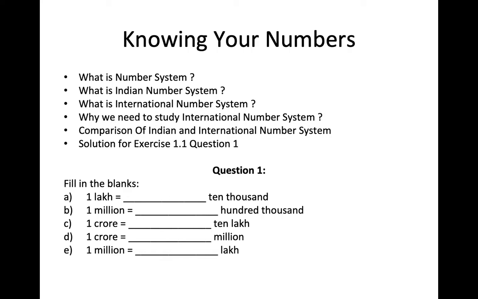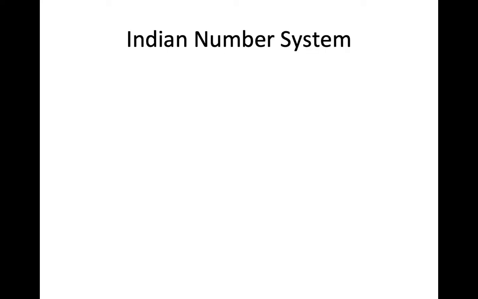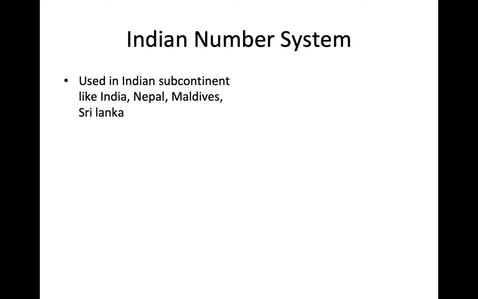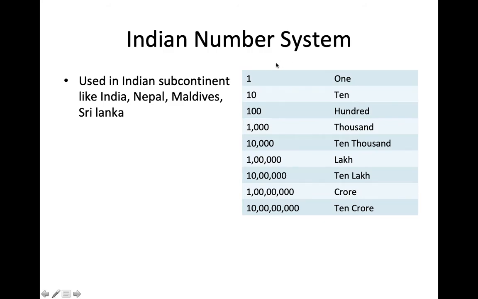The way we read a combination of digits in India and other countries is different. How we read a combination of digits in India is the Indian number system. The Indian number system is followed in the Indian subcontinent, for example India, Nepal, Maldives, and Sri Lanka. It might be some other countries as well, but as far as I know, it is followed in these countries. In the Indian number system, there is only one digit from 1 to 9, so we call it a ones place digit, or a single digit.